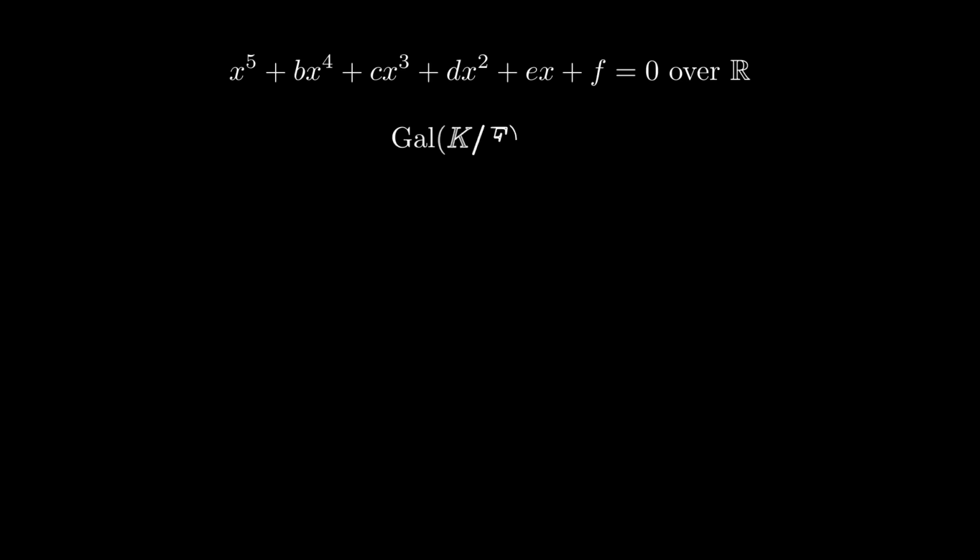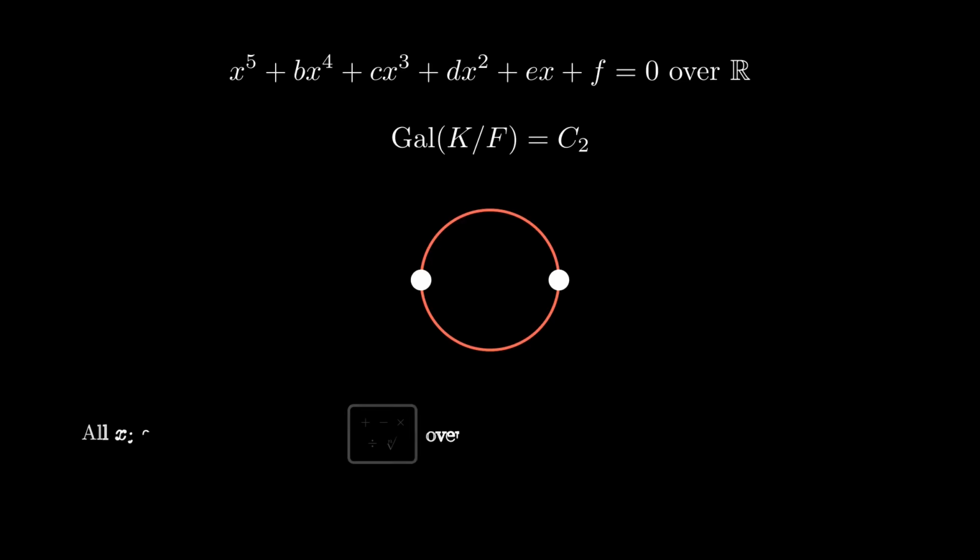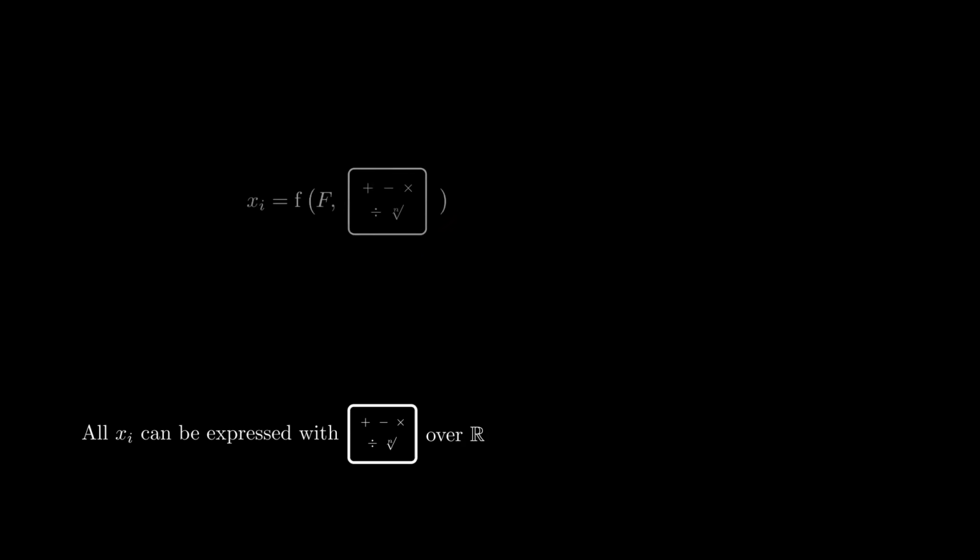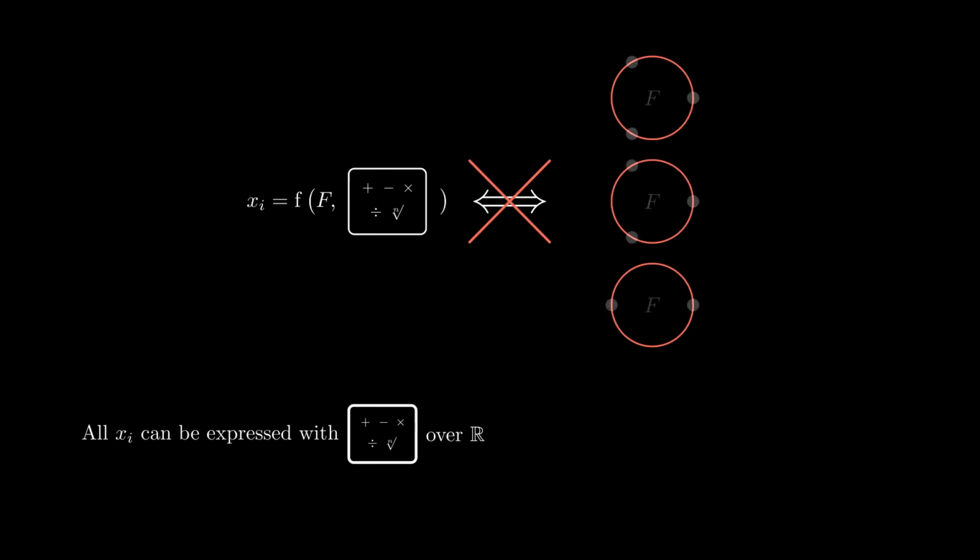The Galois group has just 2 symmetries, which means we can write all roots of the polynomial using radicals over R. But that doesn't guarantee that there is a closed-form formula for it. So existence of simple symmetries doesn't mean the formula exists. It just says the formula is possible.